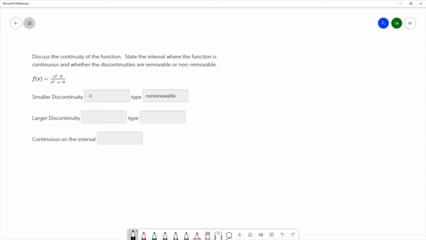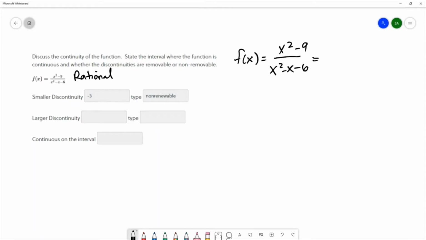So this type of function is a rational function. And we know, based on it being a rational function, that if we find the domain, we're going to be able to find the intervals where this function is continuous. So we know that from a theorem related to this. So what we want to do is figure out the domain of this function, x squared minus 9 over x squared minus x minus 6.